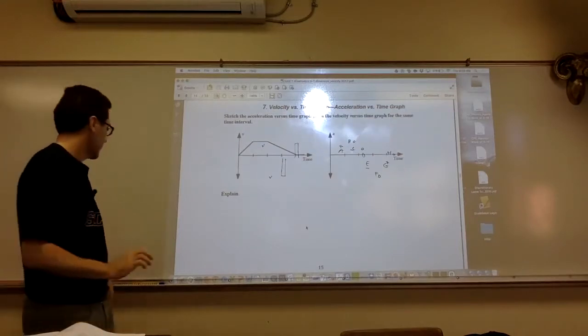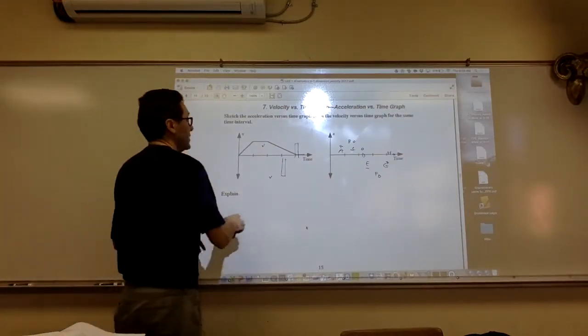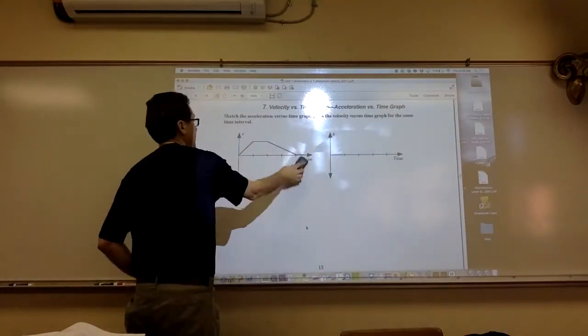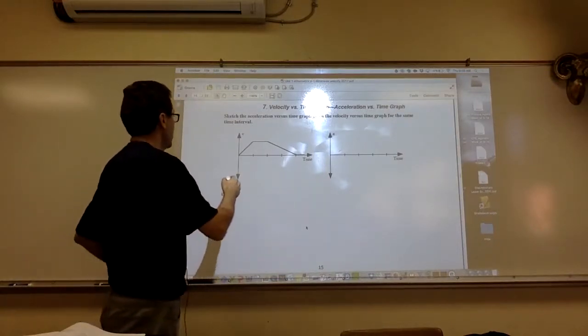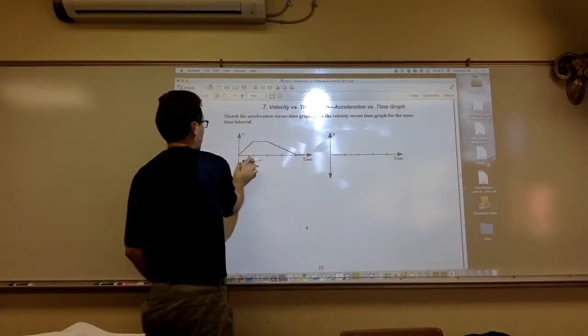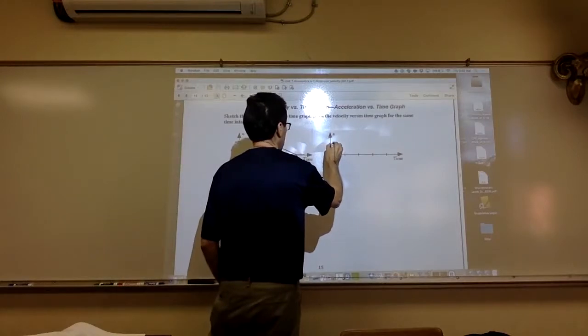Okay. Now, this is a velocity time graph for number 7. It's talking about velocity time graph and acceleration time graph. Okay, so we're going to try to sketch the acceleration time graph. So for the first time interval here, we have a positive acceleration. So I'm just going to mark it here.